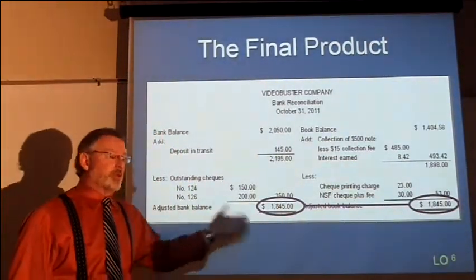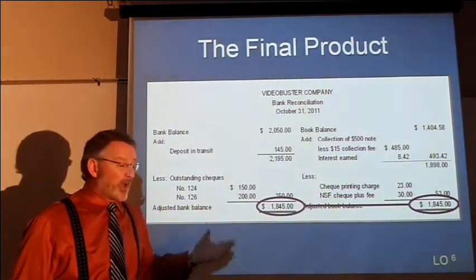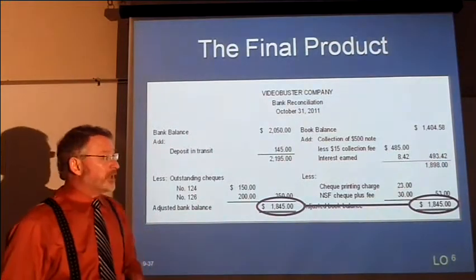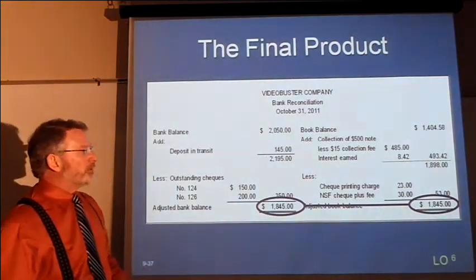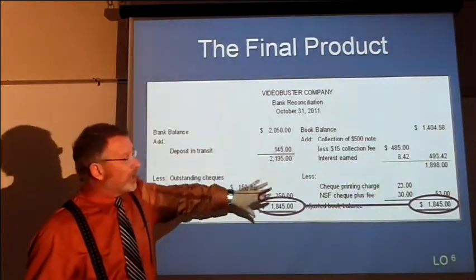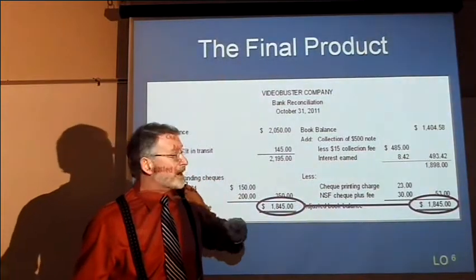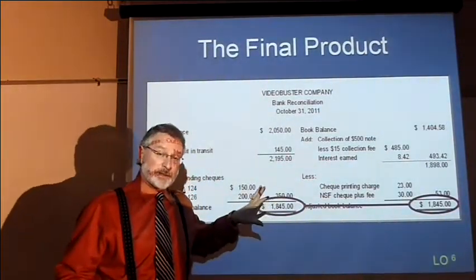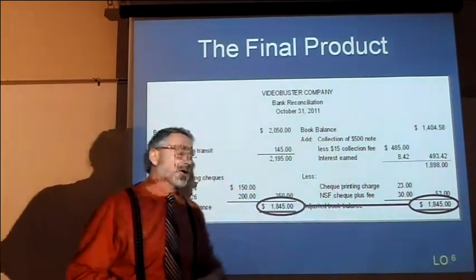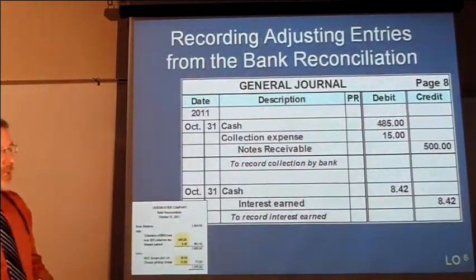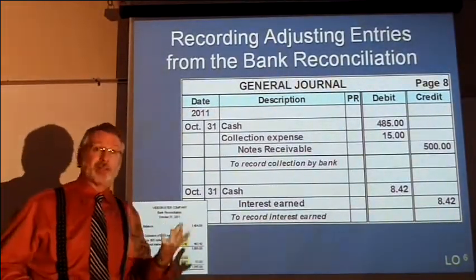Once we figure out what the differences were, we agree that if everything was recorded properly by everybody, the balance of the bank would be $1,845. So what we're going to do now is look at the journal entries. Now we can't affect the bank, but we can update our records. Our records currently show that we have $1404.58, but we know the bank has given us some interest, they've collected some stuff, they've charged us some fees, and we need to update our records for that. So here's what that first set of journal entries is going to look like for those things that increased our bank account, the things the bank did for us.